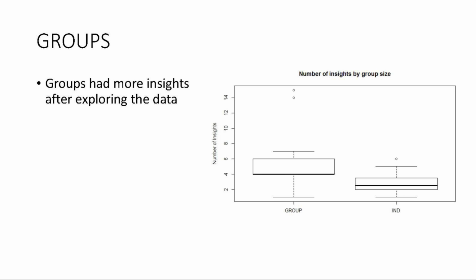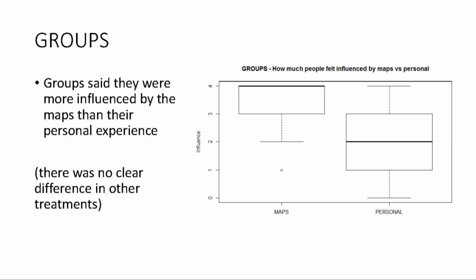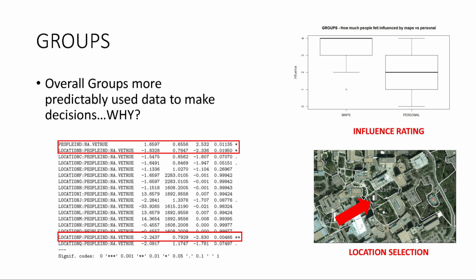As well, groups had more insights after exploring the data. After we let them look at the data, we asked them what they thought or what they had learned, and groups always had more responses. We also asked them afterwards how influenced they felt by the maps over their personal experience. With groups, they reported the maps to have more influence, and with the other treatments, there was no difference. So overall, groups more predictably use data to make decisions.